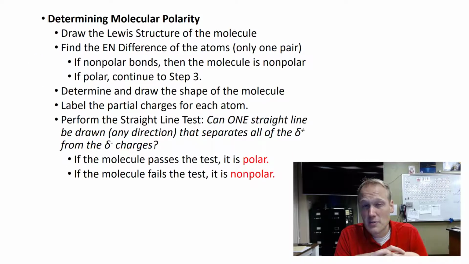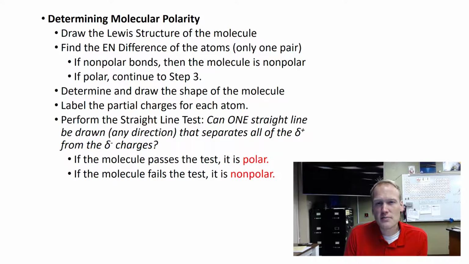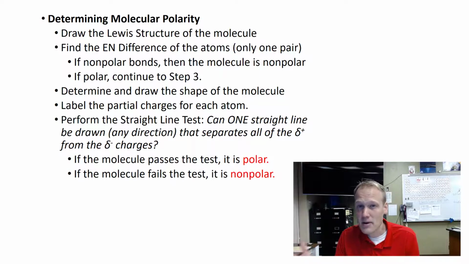There's a couple different ways to determine molecular polarity. The first part of this is to do the things we already know how to do. Draw a Lewis structure, determine the shape, then look at the bond polarities of each bond. Then you can label the partial charges, which end is negative, which end is positive. At that point, you can do something called a straight line test. A straight line test is if you can draw a straight line through the central atom that separates the positive from the negative end. If you can do this, then it's a polar molecule. If you can't do this, it's a nonpolar molecule. Let's do a couple of examples, and I think that'll help you understand this a little better.